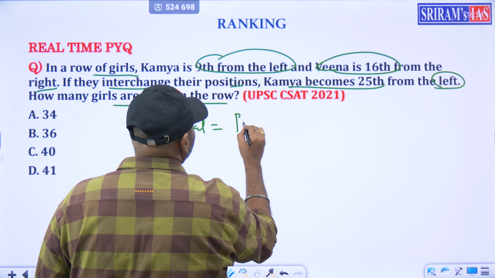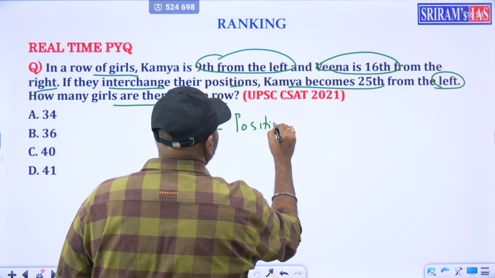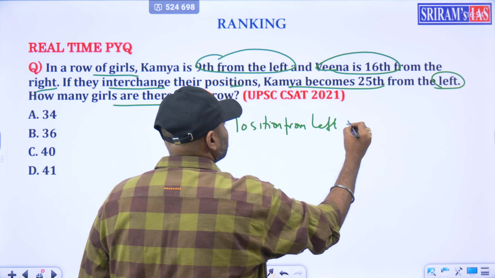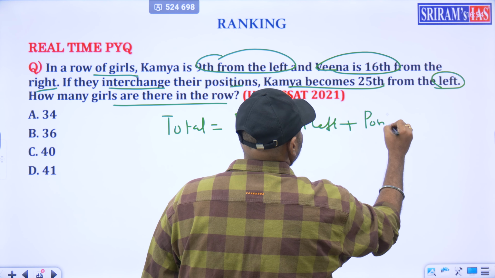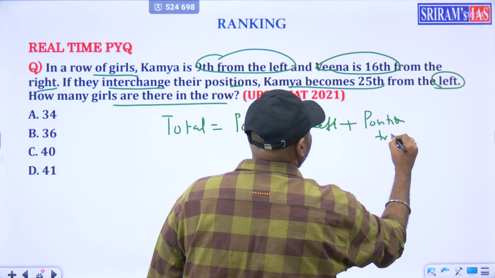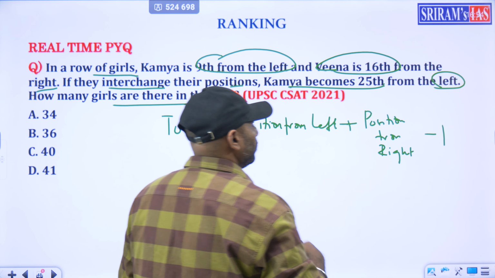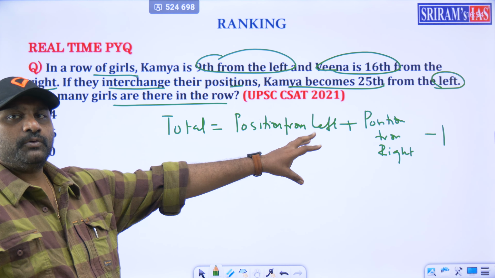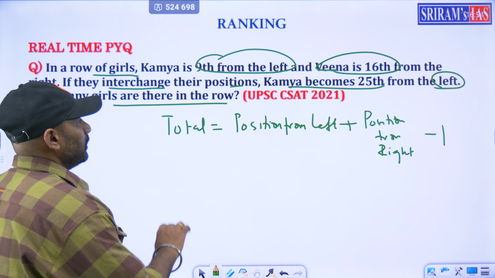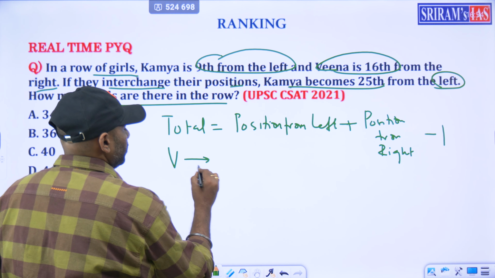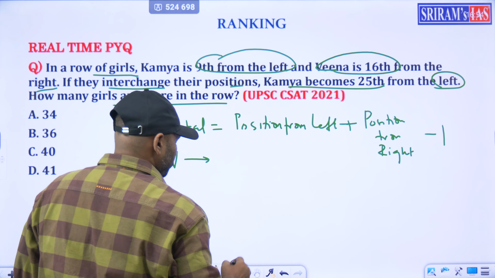Total is equal to position from left plus position from right minus 1. This is the basic formula that you have to use for solving such kind of questions. Now here what is happening? We know that Veena is 16th from right.